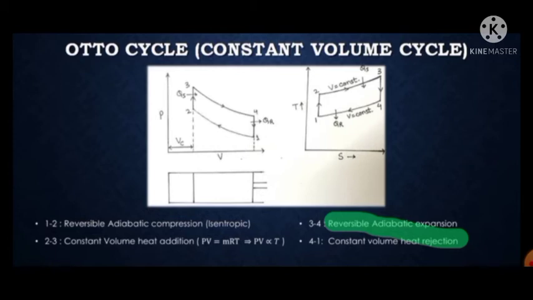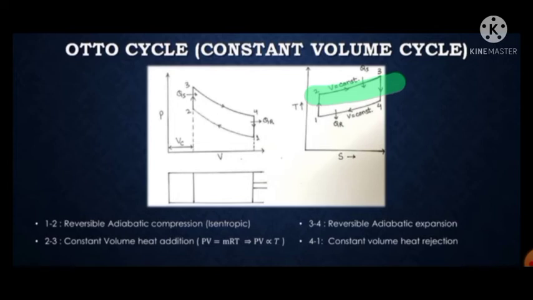And 4 to 1 is constant volume heat rejection. These are the 4 important processes in the Otto cycle. On the TS diagram as well, 1 to 2 is a reversible adiabatic process, and a reversible adiabatic process is an isentropic process. So this is a vertical line. 2 to 3 is a constant volume heat addition.